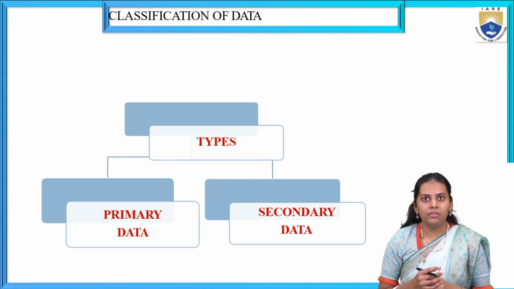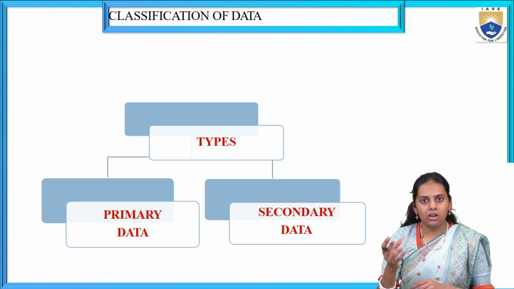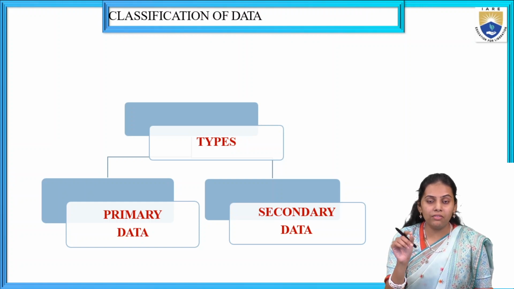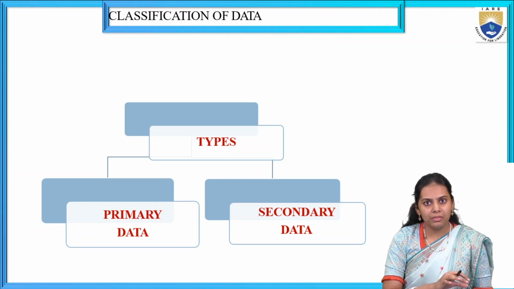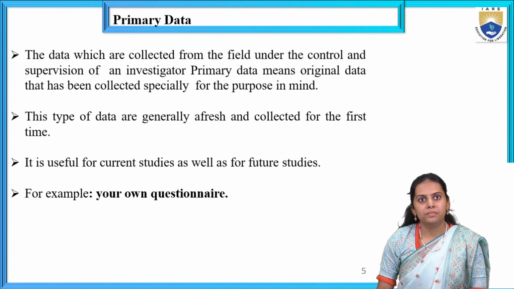Then what are the types of data? Generally, there are two types. One is primary data, the other one is secondary data. Already I discussed this in another video in a detailed manner. Here I would like to give a very brief description. The primary data, the name itself, the first and foremost data we are collecting is nothing but primary data. Then secondary data is other data which are collected from multiple sources.